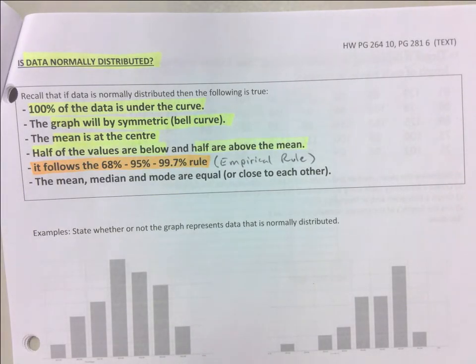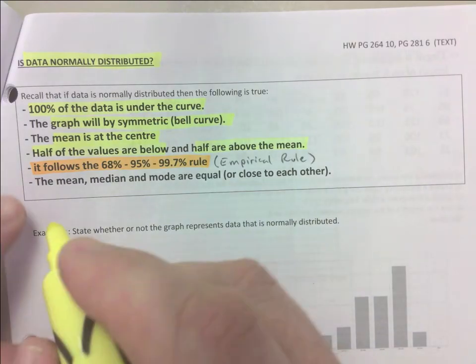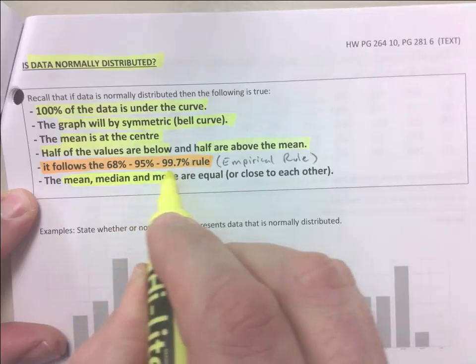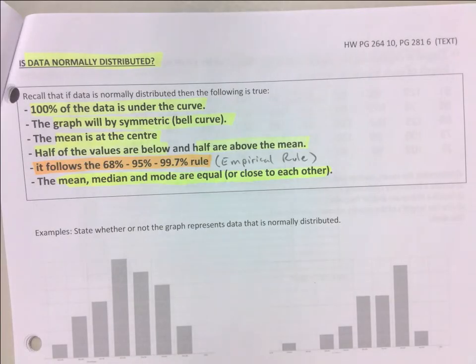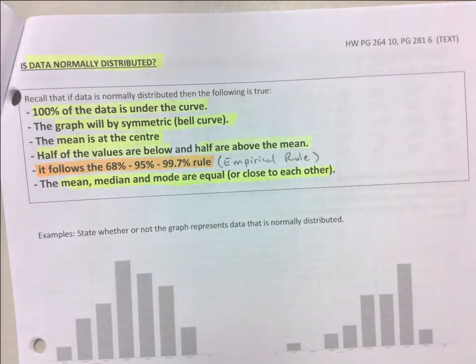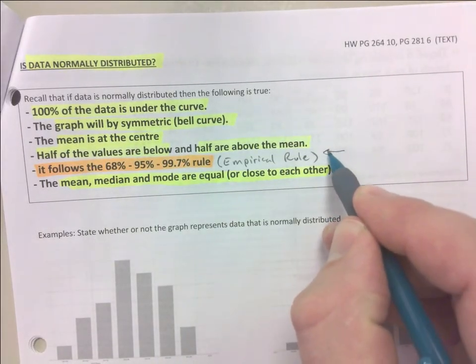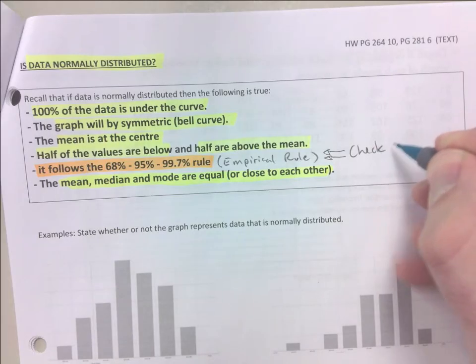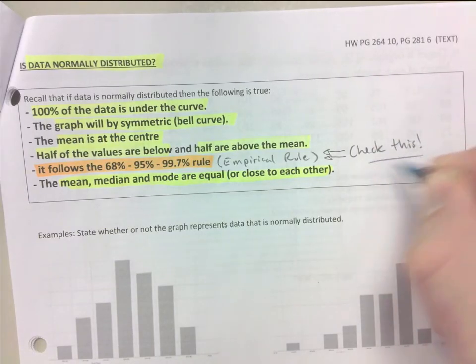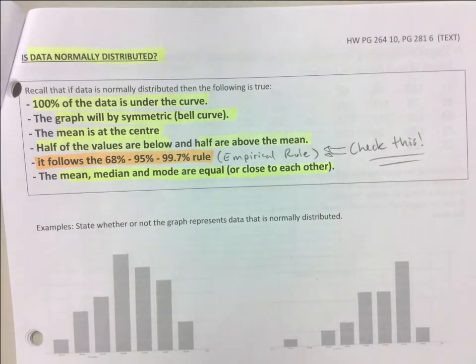Another thing that you should observe if data is normally distributed is that the mean, the median, and the mode are equal or very close to each other. That is also a very good indicator that data is normally distributed. Okay. So this is the important one right here. The empirical rule is what we're going to check to make our decision, before we make our decision.